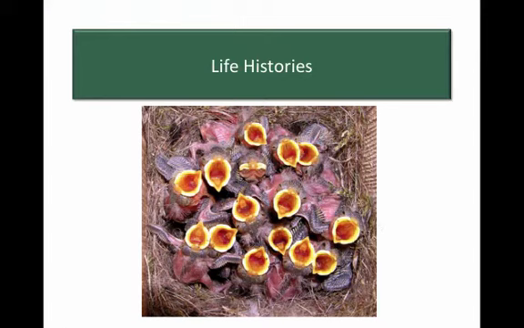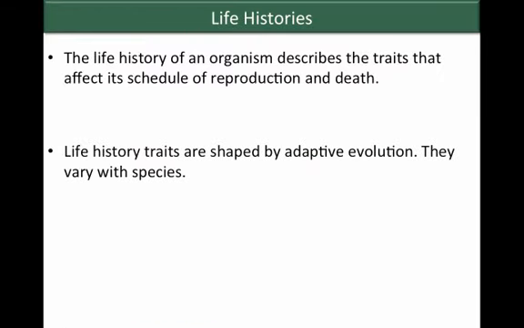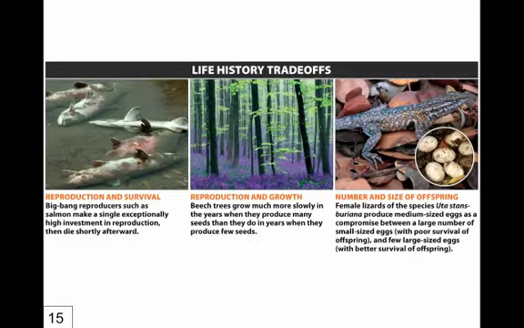All right, let's move to the last part of this chapter, called life histories. The life history of an organism describes the traits that affect its schedule of reproduction and death. Life history traits are shaped by adaptive evolution. They will vary per species and throughout time. These are some of the trade-offs that organisms face as they balance reproducing and surviving.